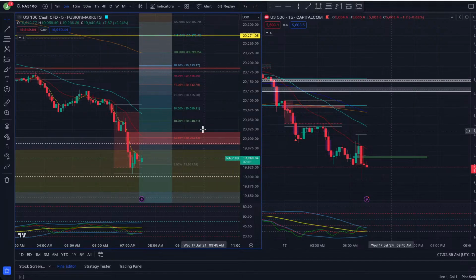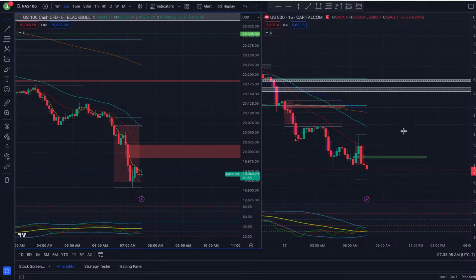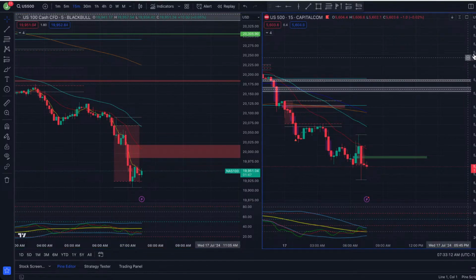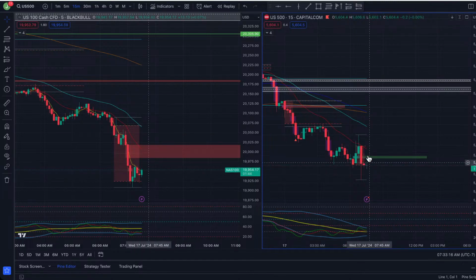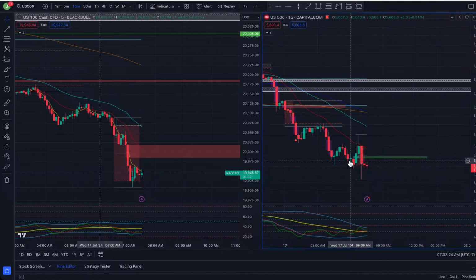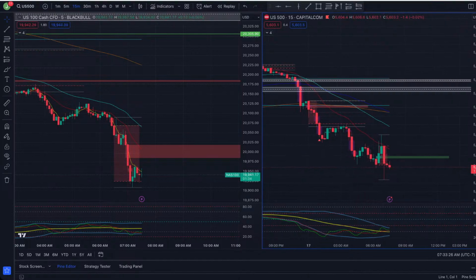So we're looking at NAS on the left there, and US 500 on the right. US 500, gesticulating right around the opening fair value gap. We have a downside expansion model, so we're looking for potential sell.